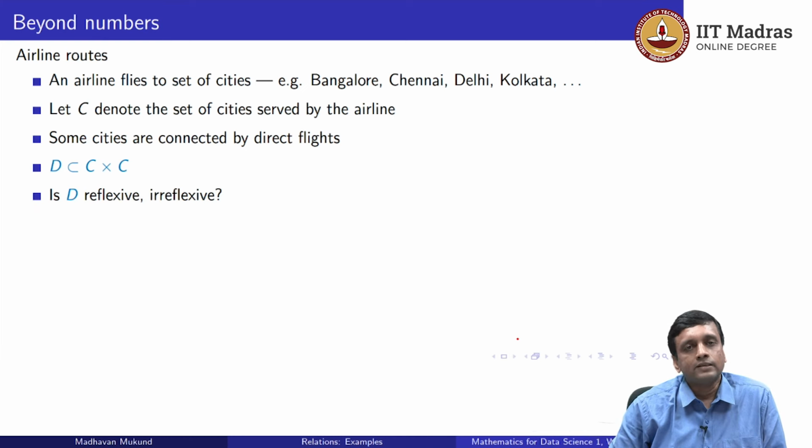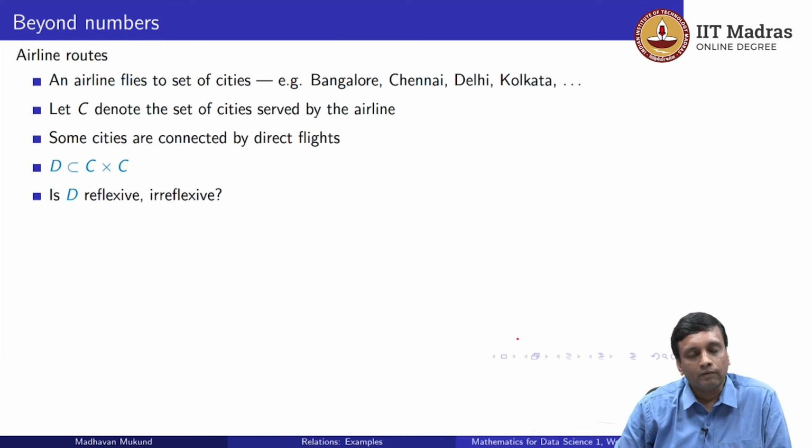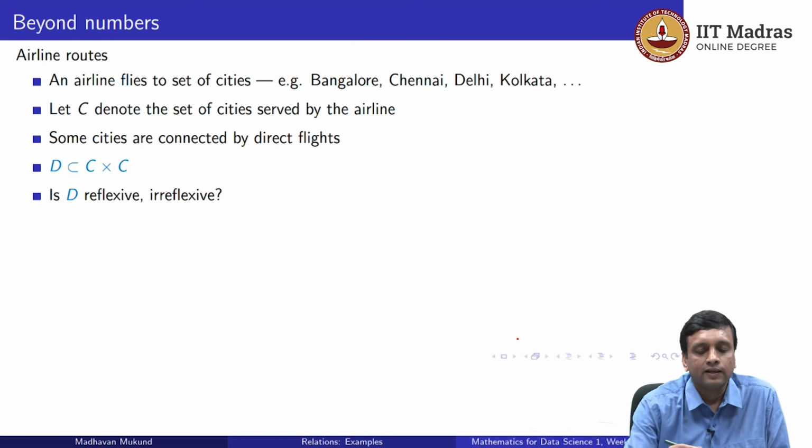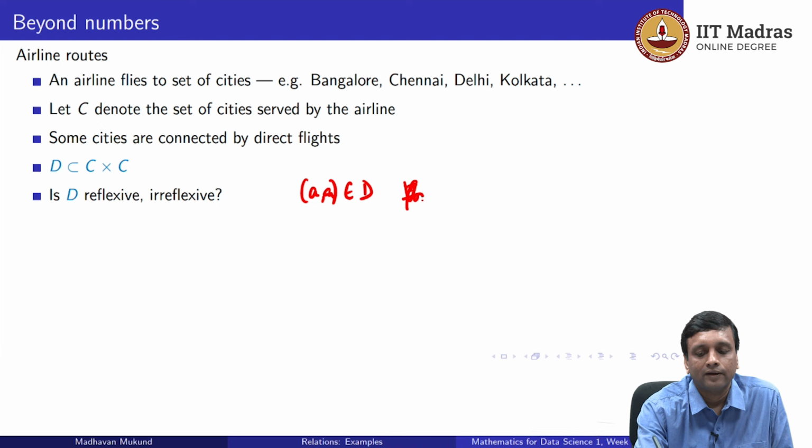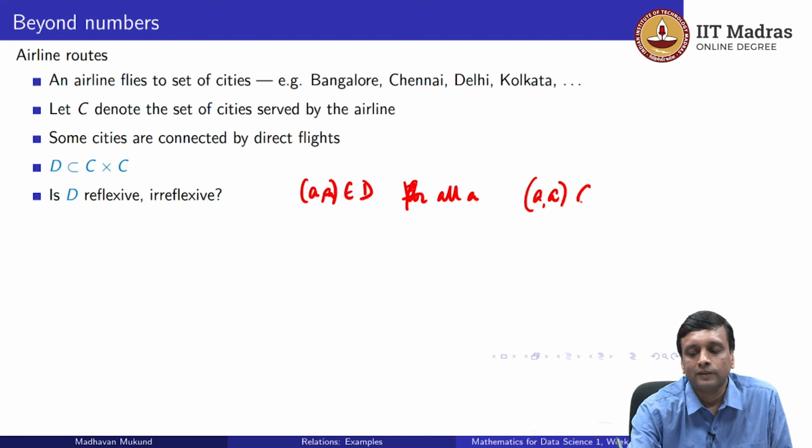Now, we had defined certain properties of relations. We said that a relation is reflexive. Now, this is useful to ask in this question because we are talking about a relation between a set and itself. So, we can ask whether every element in the set is related to itself or is not related to itself. So, reflexive means that always we have A comma A in D for every A. Okay. And irreflexive means exactly the opposite. This is never in D for all A.